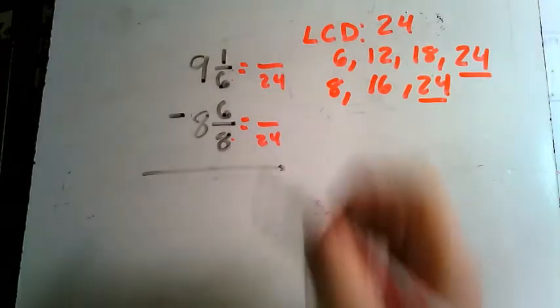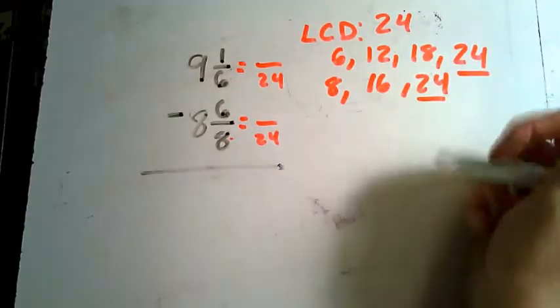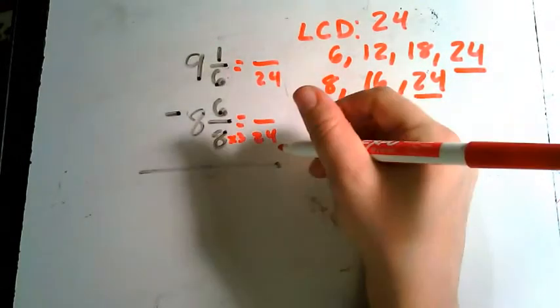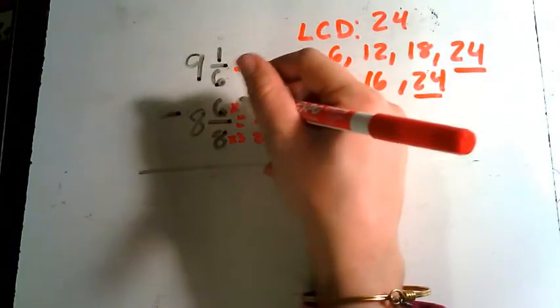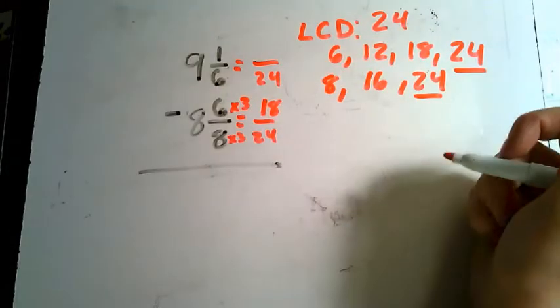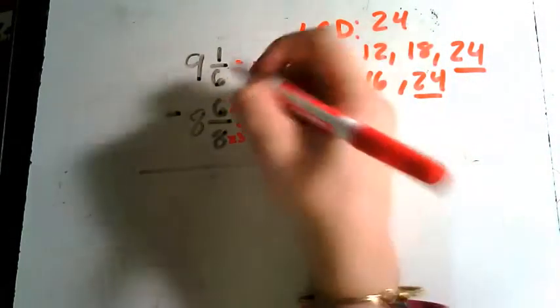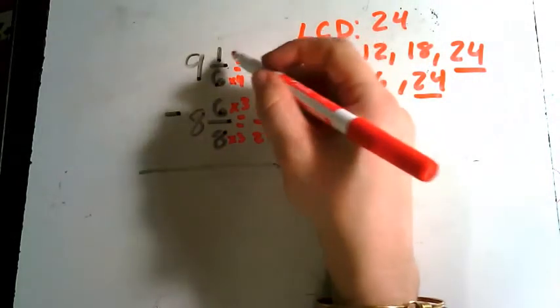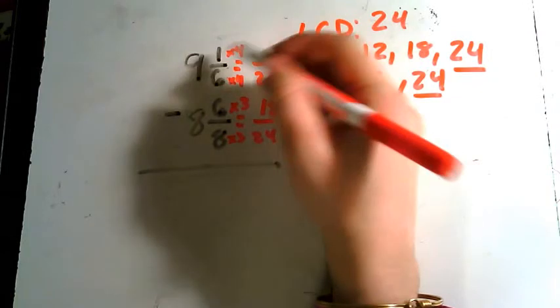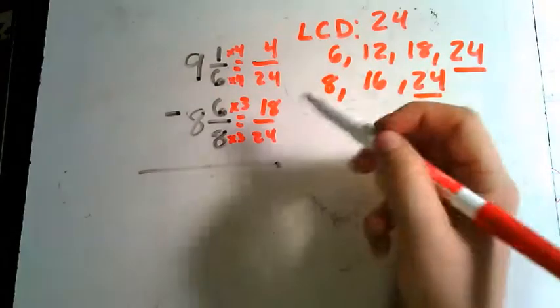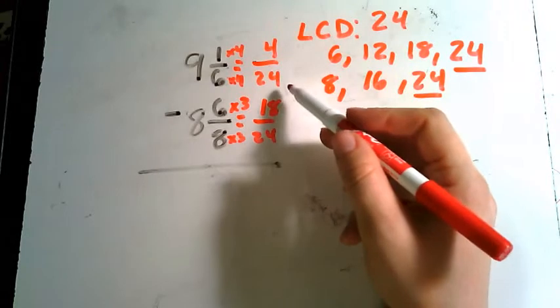We're going to think to ourselves, 8 times what gets me to 24? 1, 2, 3. Oh, right. It's 8 times 3. What we do to the bottom, we must do to the top. So 6 times 3 equals 18. Let's go up here to 1/6. 6 times 4 will get me to 24. What we do to the bottom, we must do to the top. 1 times 4 is 4.